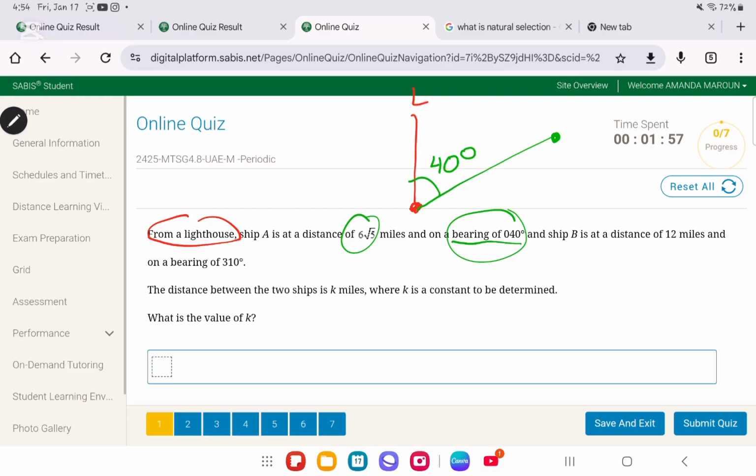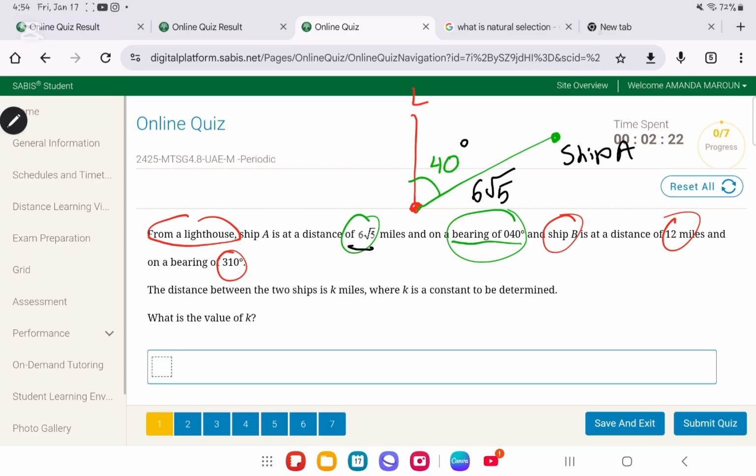And this over here, I'm just gonna make this smaller. This over here is gonna be ship A. Now, it is at a distance of 6 radical 5 miles, which means this over here is 6 radical 5 miles. And ship B, they told us, is at a distance of 12 miles and on a bearing of 310 degrees.